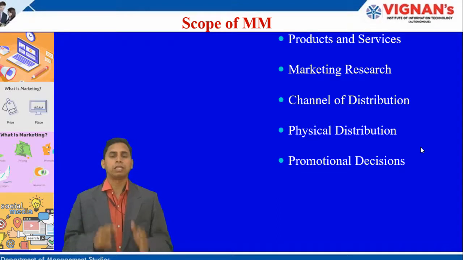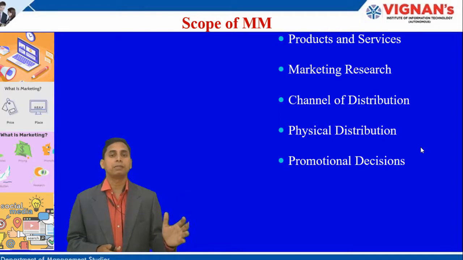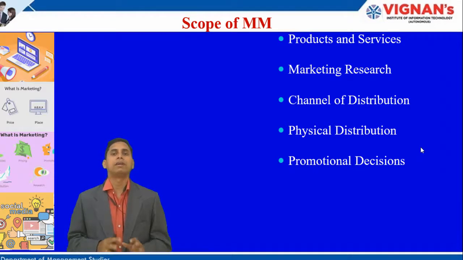Promotional decisions. Another important part of marketing management is the appropriate promotion for the product. Promotional decisions are also part of marketing management. Through the process of marketing management, the company decides what kind of promotional strategy to follow for giving more publicity to the products and services, and finally to achieve a good amount of sales for them.